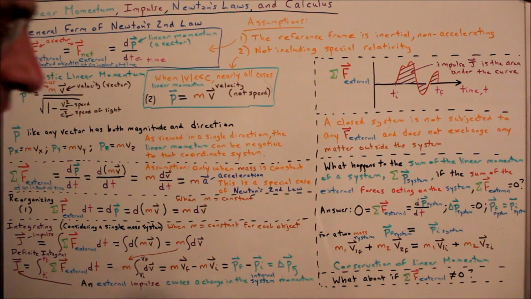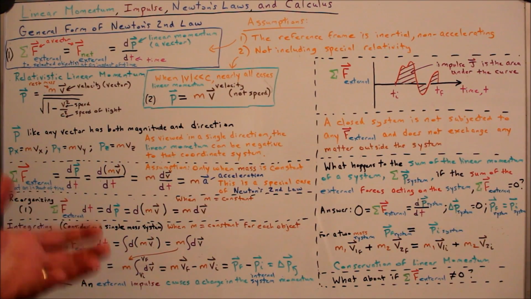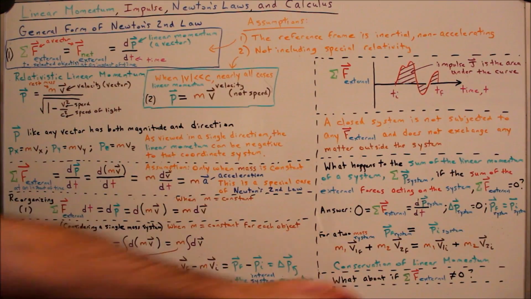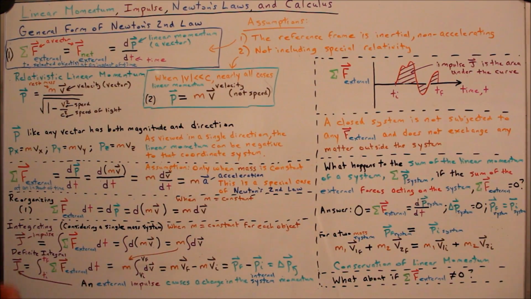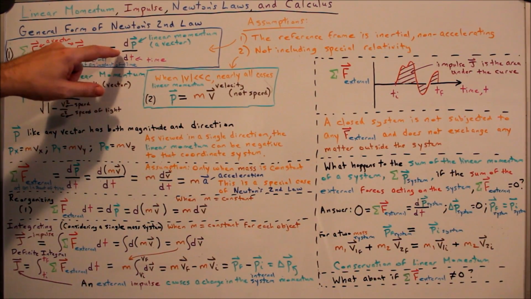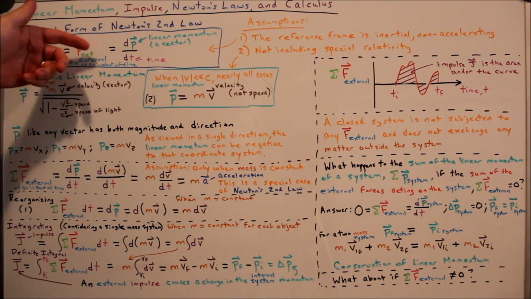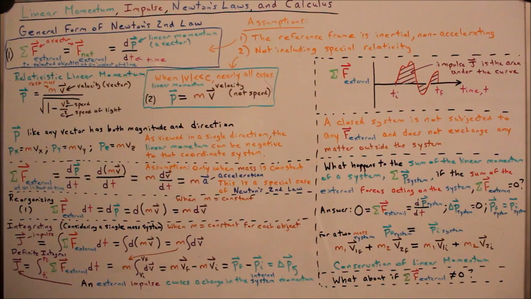So now another question: what if the sum of external forces is not equal to 0? So I have a system, and the sum of external forces is not equal to 0. Well, what does that say? Well, that says the sum of the linear momentum is going to change as a function of time. So the linear momentum of my system changes versus time.